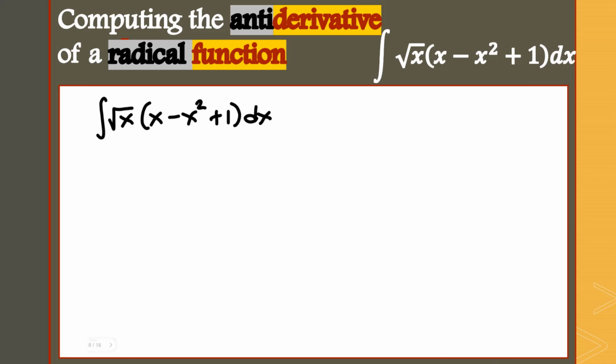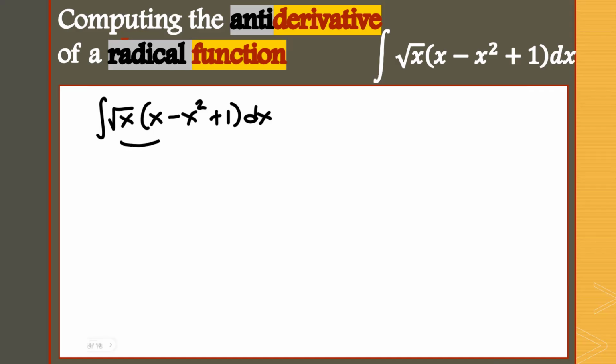Now, some of us might think this to be too complicated, and as to why it's called a radical function, we have here a radical expression, and of course when we multiply that to the trinomial expression, all of them will include a radical expression as well. Now that's the hint.